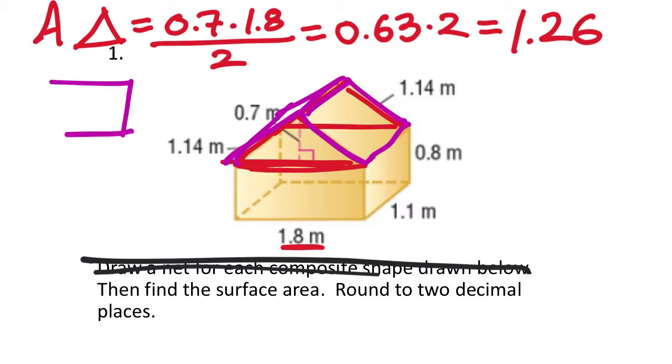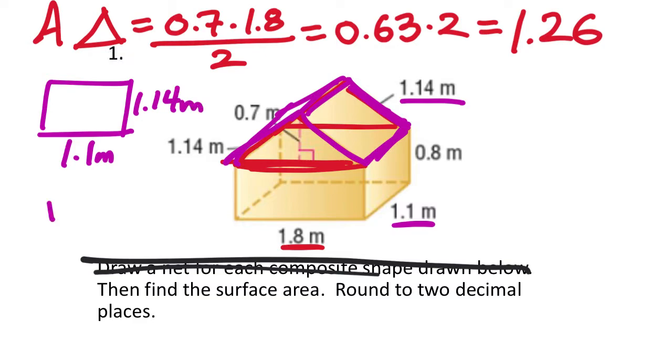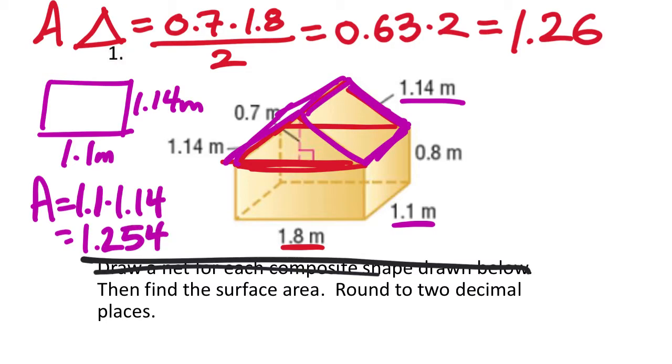So I'm looking at this, it's a rectangle, right, because it's a prism. And that rectangle, this length right here shows it's at 1.1 meters. And then this length right here is showing at 1.14 meters. Okay, so again, I do want the area of that rectangle, which is 1.1 times 1.14, which in my calculator gives me 1.254, and again, that's in square meters.